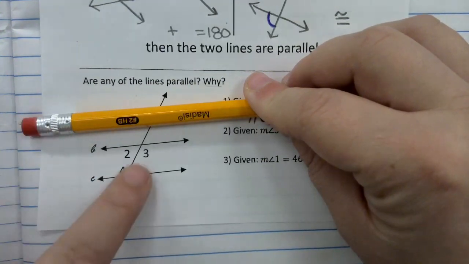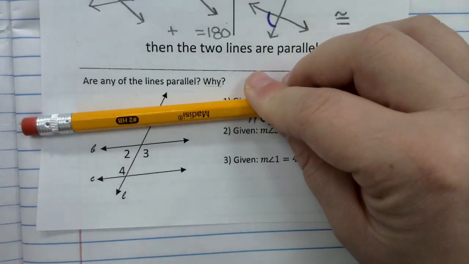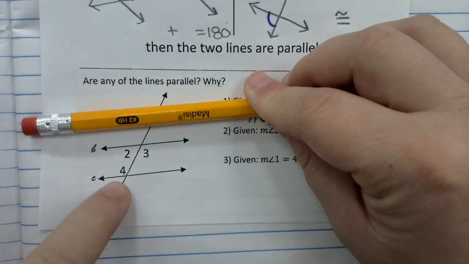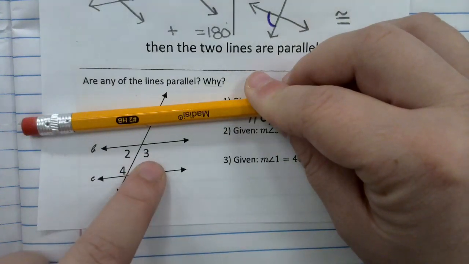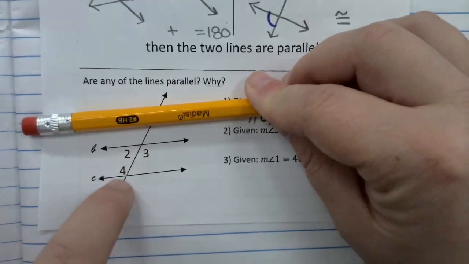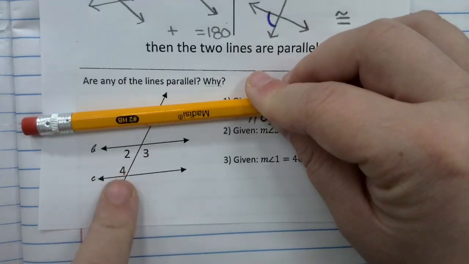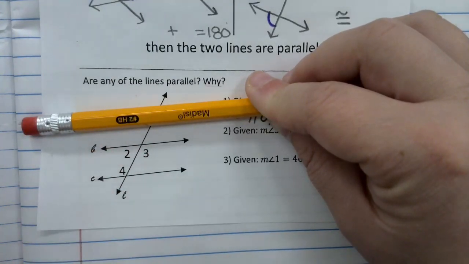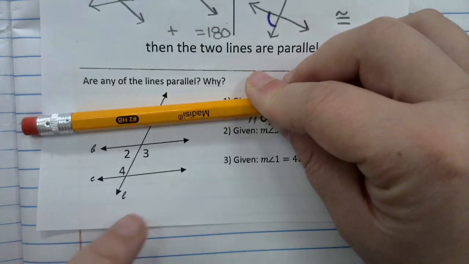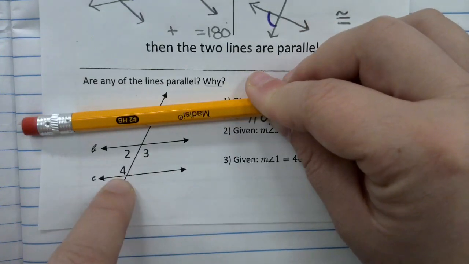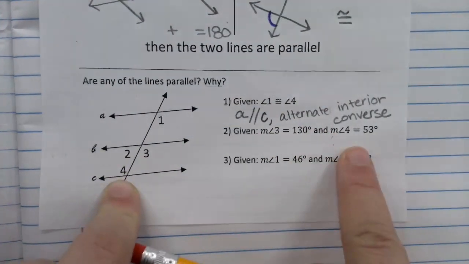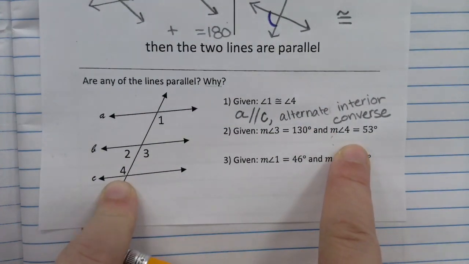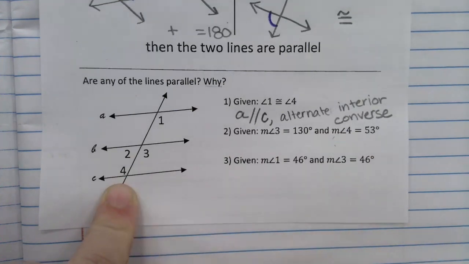What kind of angles are 3 and 4? Alternate interior. When I look at 3 and 4, they're on opposite sides. So if they're alternate interior, in order to say that these are parallel, what do we need to know about them? They're congruent. They have to be the same. When I look at this, are angle 3 and angle 4 the same? Nope. So can I say B is parallel to C?